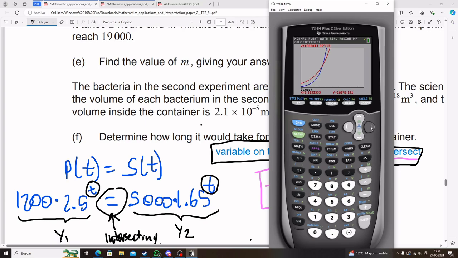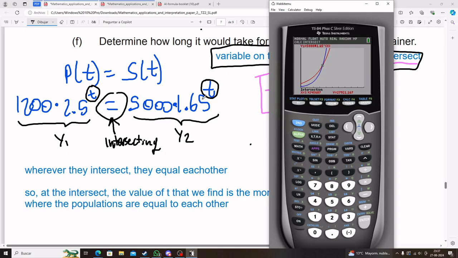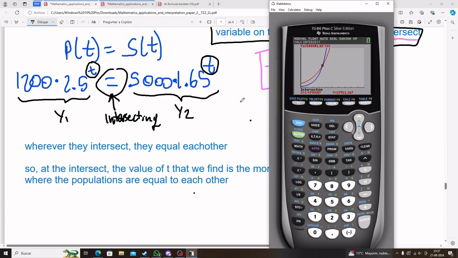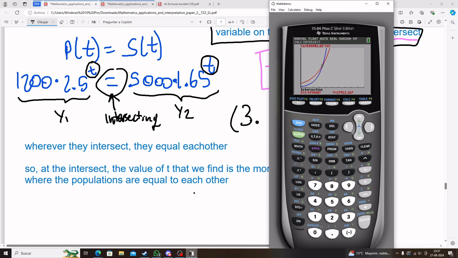Now your calculator is not dumb, it knows where to guess. The guess function only helps if you happen to have more than one intersect. Anytime the calculator has a guess thing, it's really asking you which intersect do you want. So clearly I want the intersect that we can see on screen. You press enter. There it is. So again, when they intersect, they equal each other. So at the intersect, the value of t that we find is the moment in time where the populations are equal to each other. And also the population we get. So using calc intersect, you end up with 3.4345687.